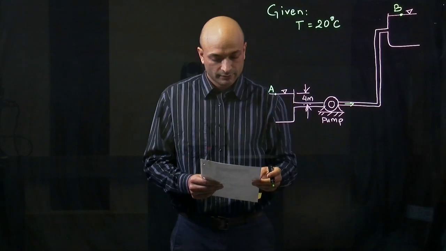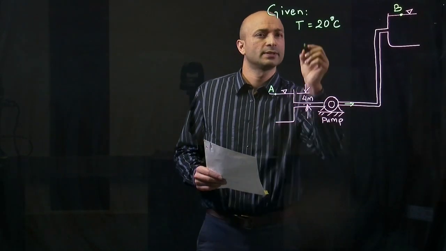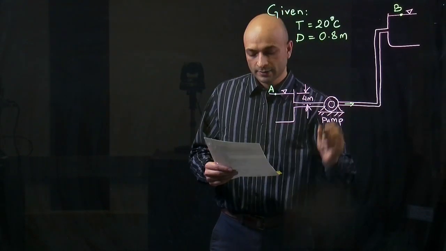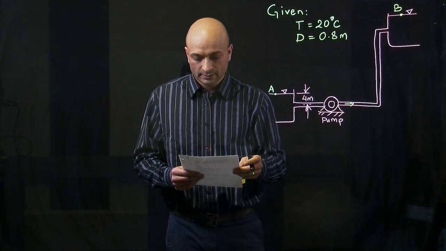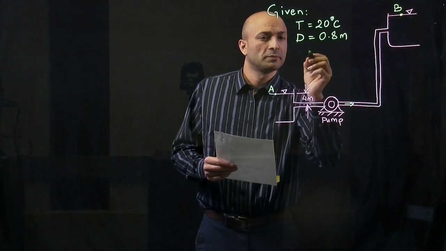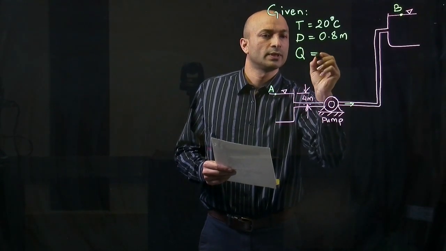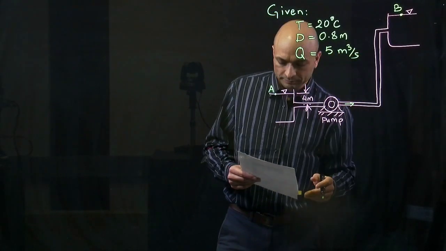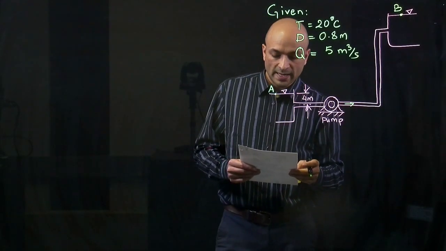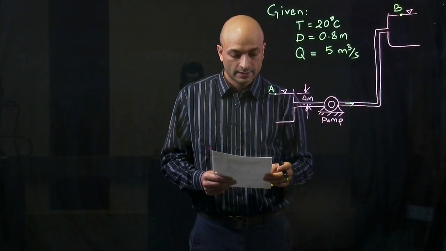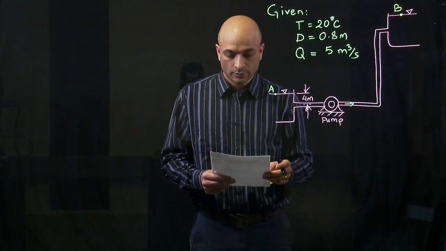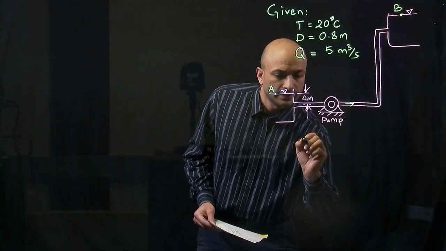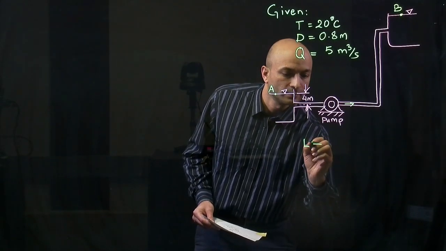The pipe is rough concrete with a diameter of 80 centimeters, so that's 0.8 meters. The design discharge is 5 cubic meter per second. So we want a discharge of 5 cubic meter per second. Determine the maximum distance from reservoir A that the pump could be installed without encountering cavitation problem. So this length here from the reservoir leading up to the pump.